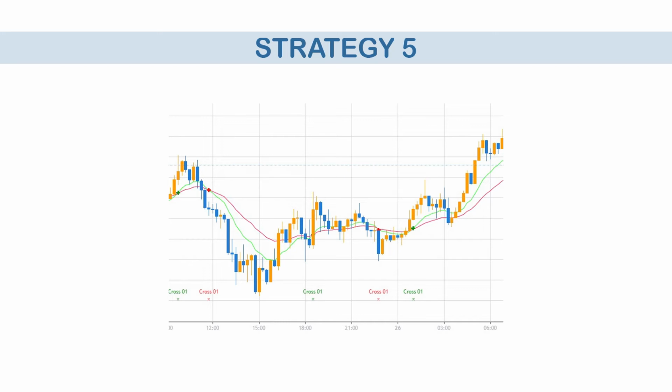Strategy 5. This strategy is perfect for the 15-minute time frame. We have EMA 12 and EMA 26 bullish and bearish crosses here. The strategy is simple. You enter long when a bullish cross appears, green, and short with a bearish cross, red.